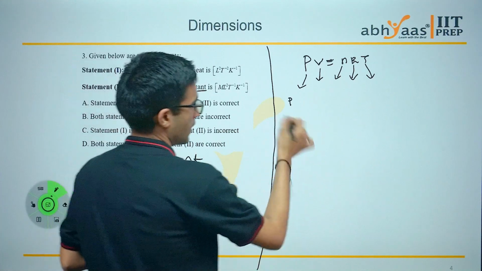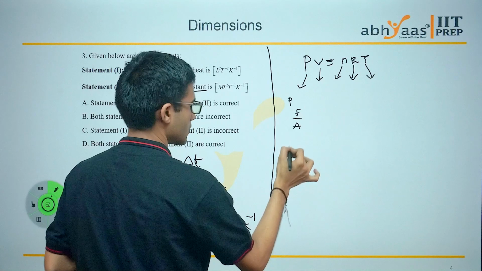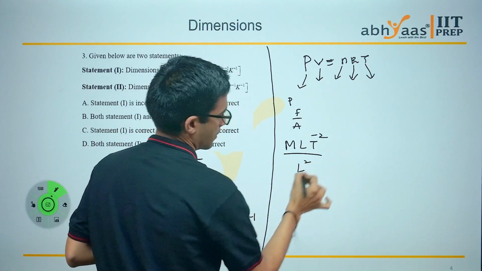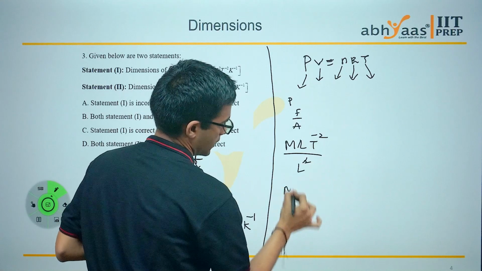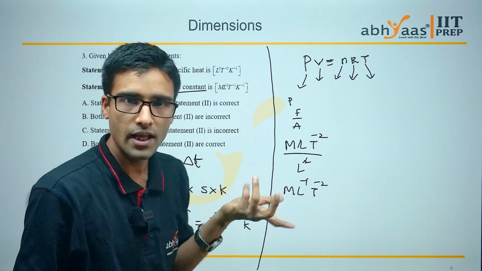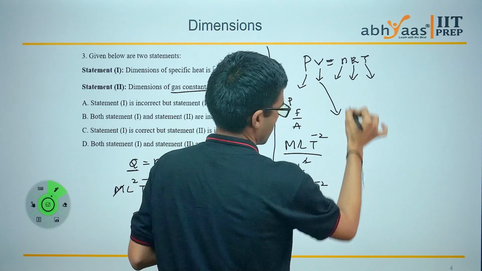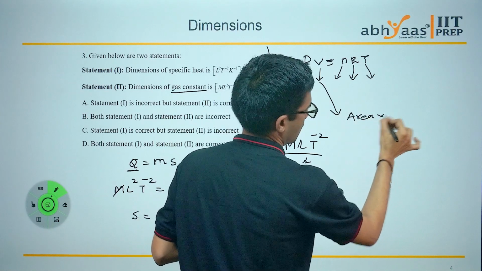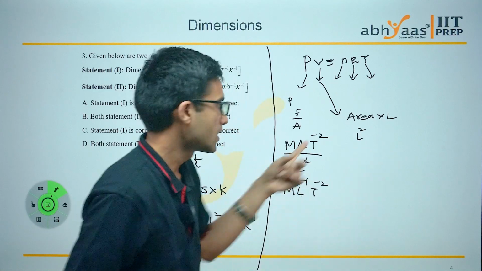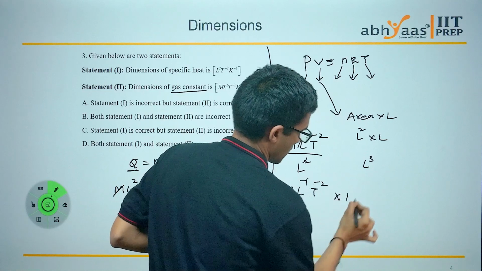So pressure, just now I solved. Pressure is force per area. Force is M L T power minus 2 by area L square. So one L cancelled. What will you get? M L power minus 1 T power minus 2. Whereas volume is area into length. Area means meter square, and meter means length only. L square into L, that means L cube. So I am writing here L cube.